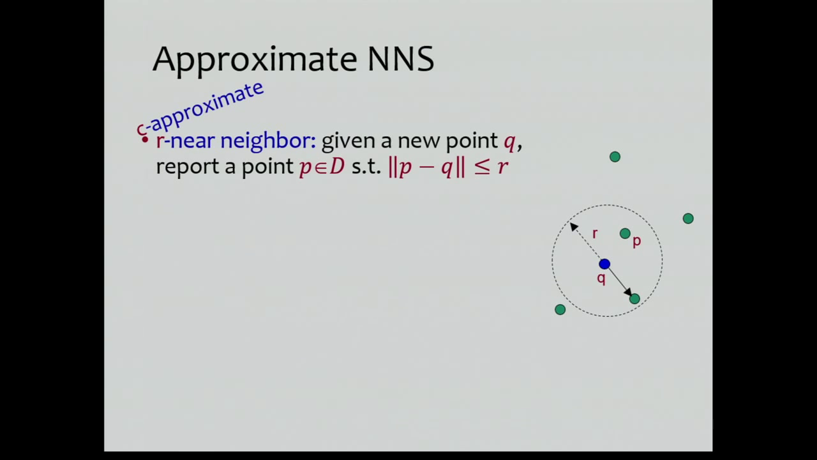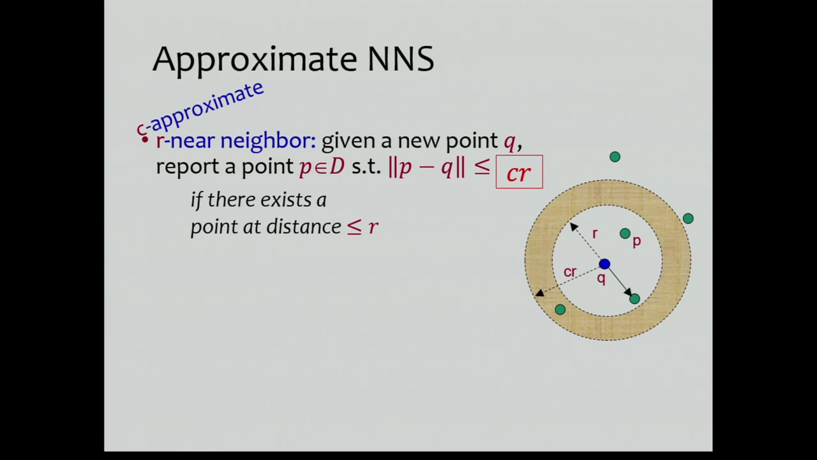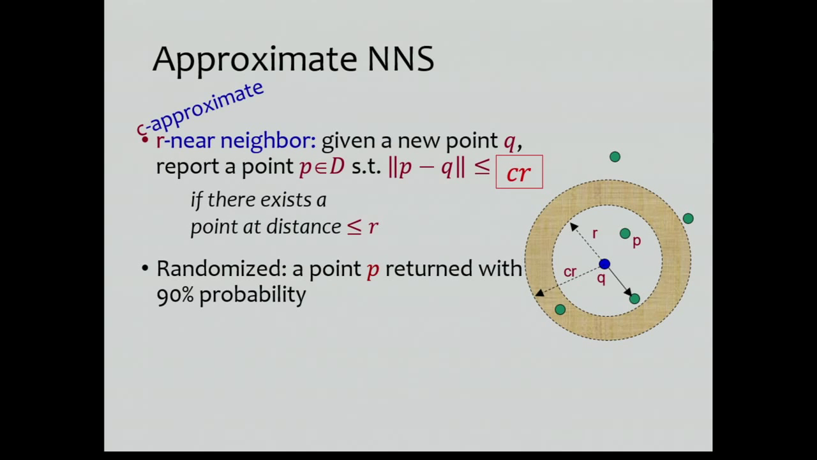And now let me define C-approximate, which is the following promise problem. Let's say I guarantee that there is nothing in this annulus, which is between R and CR, and I say that if there is something inside here, report to me any point within distance CR. Okay, so put differently, if there is nothing in this yellow area, then I guarantee that there is nothing, and then you have to report the near neighbor. And the problem will be randomized, so we'll return point P with 90% probability. Okay.